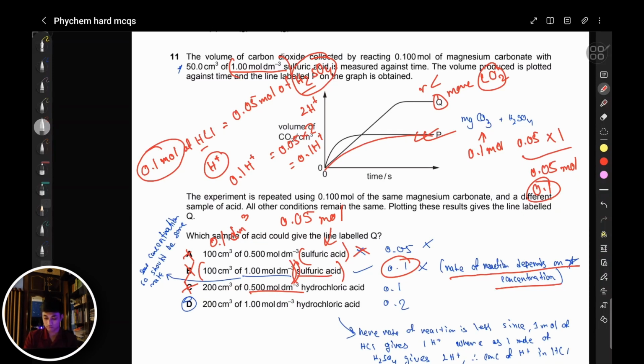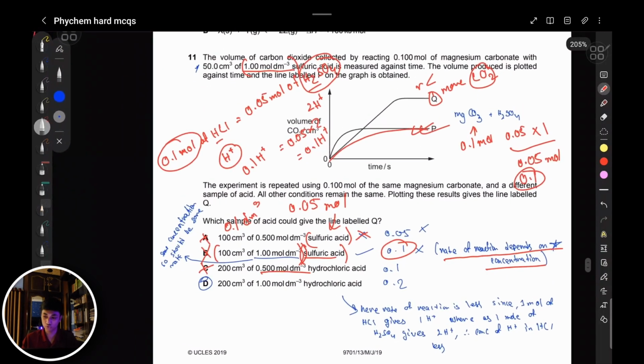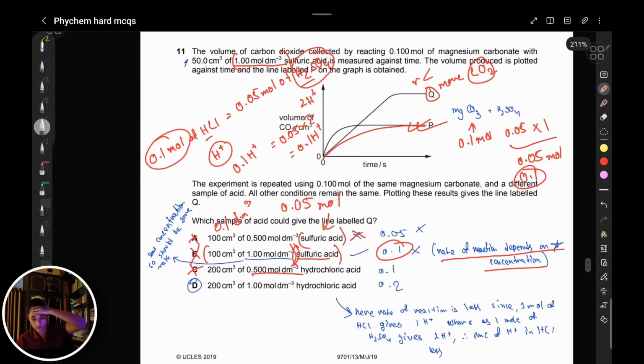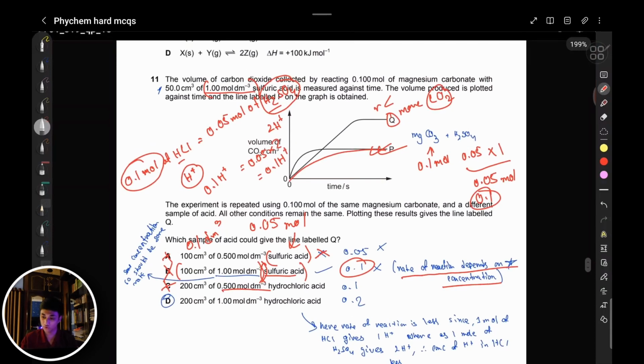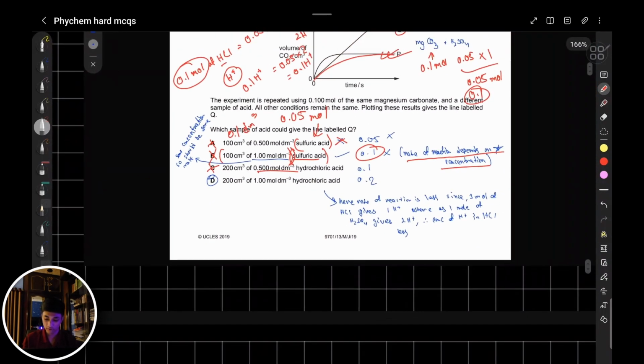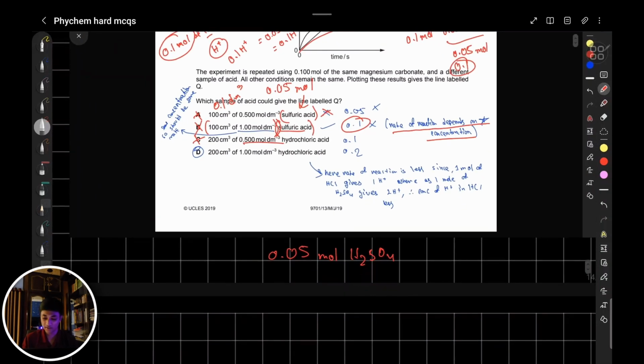200.2 times 1.2 moles. Okay. So initially you had 0.05 moles of H2SO4. So how many hydrogen ions? You would have 0.1 mole of H plus ions.